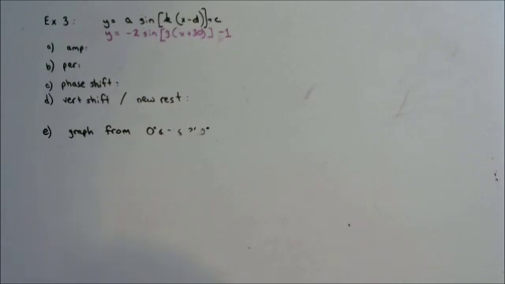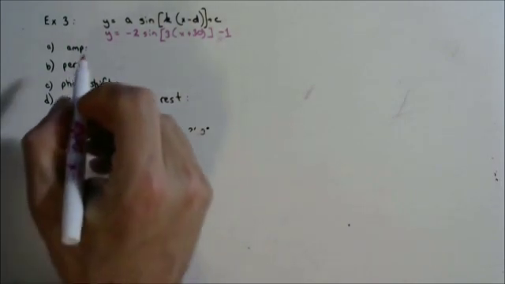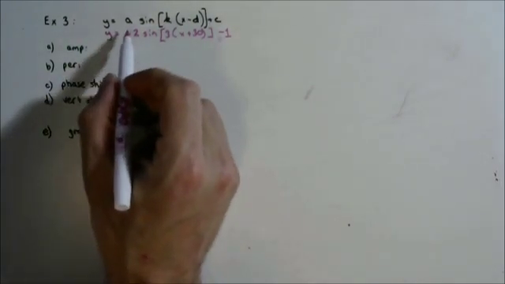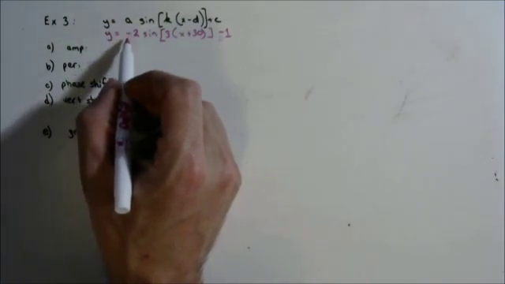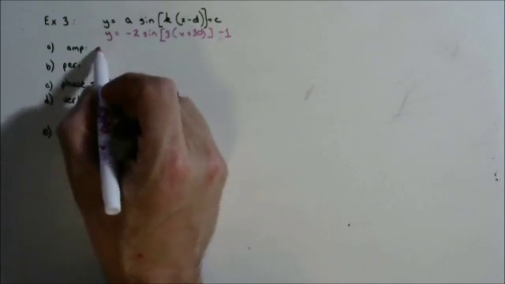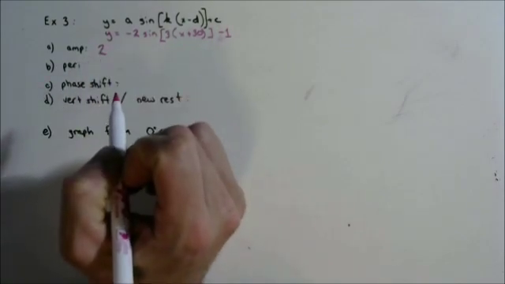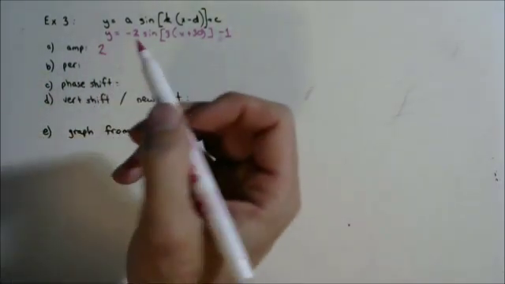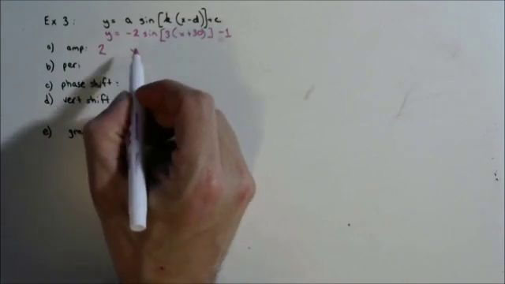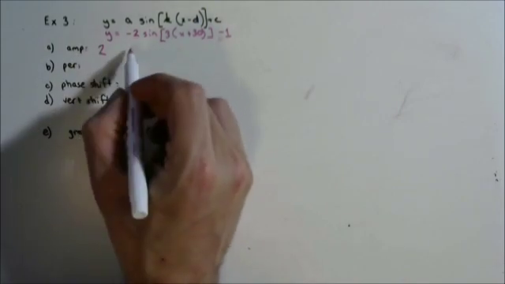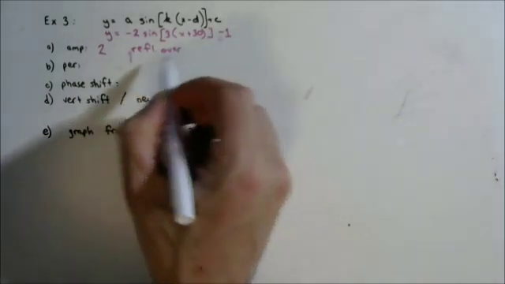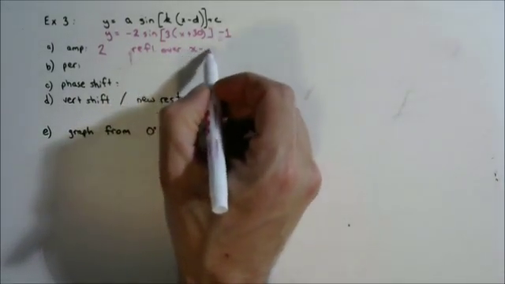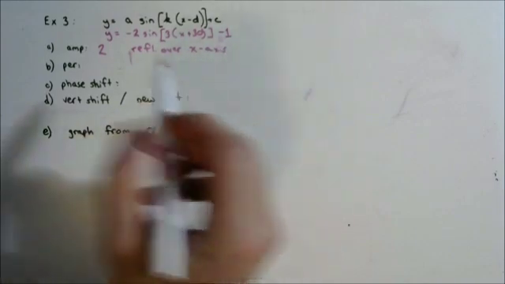So we've got an amplitude, remember, of the absolute value of a. So right now, just indicating the amplitude doesn't pay attention to this negative sign. The amplitude here is 2, okay? If you want to at this point, you can indicate that there's going to be a reflection over or in the x-axis, okay?